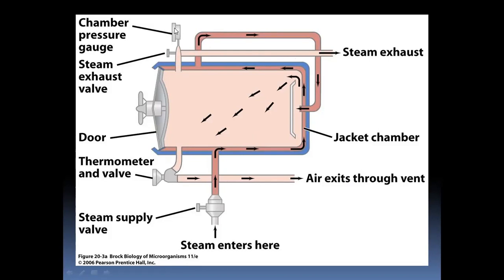Chamber pressure gauge. The pressure is set from this gauge. We have set a specific pressure, 15 pounds pressure is required. This is the steam exhaust valve. Steam exits from here, and it is controlled by this valve. This is the door by which the autoclave is opened and instruments are placed here.